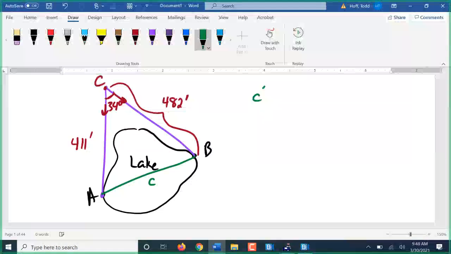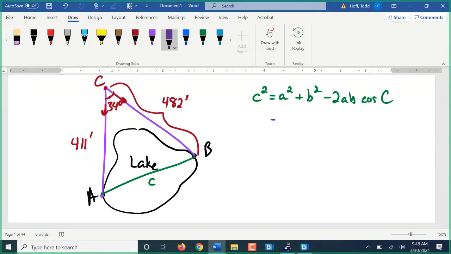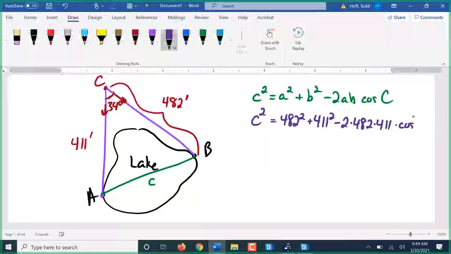This is a law of cosines problem. C squared equals A squared plus B squared minus 2AB cosine of C. So I can fill in my information here. C squared equals 482 squared plus 411 squared minus 2 times 482 times 411 times the cosine of C.